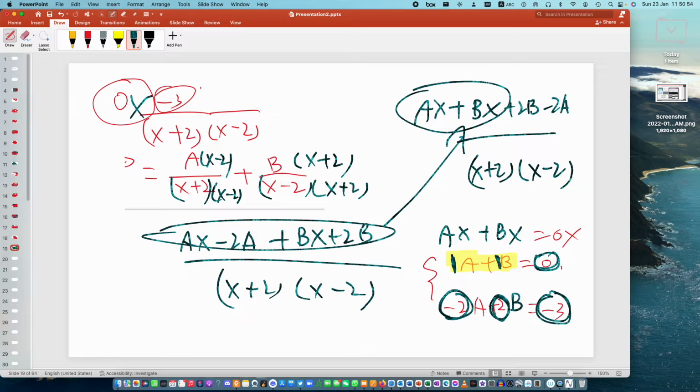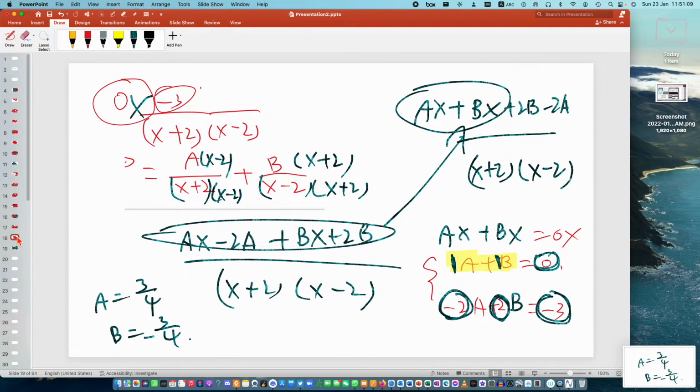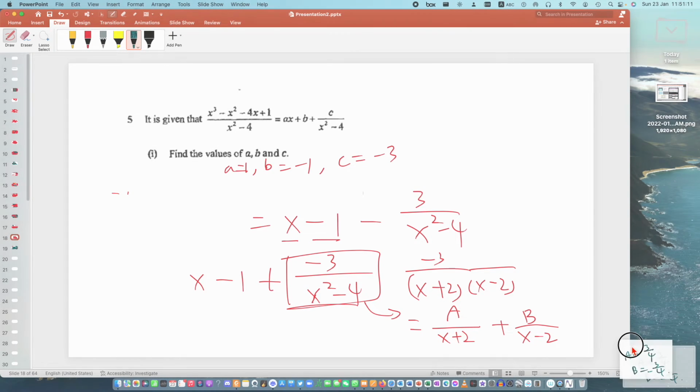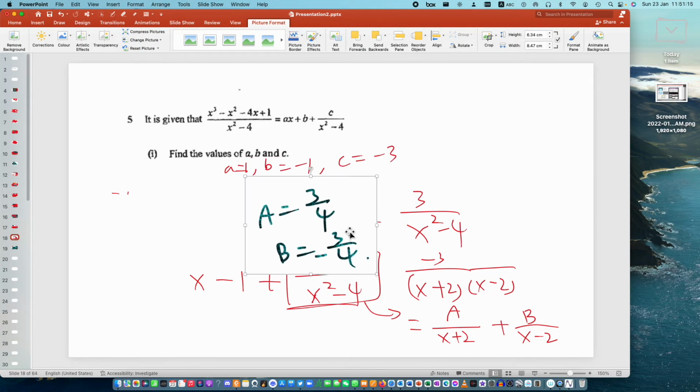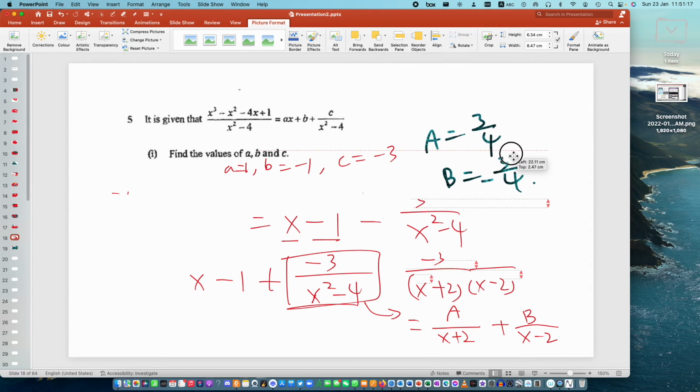I did it. A is equal to 3 by 4. B is equal to negative 3 by 4. Good. So this is the simplest form. Then what about C? No, we don't care about C.